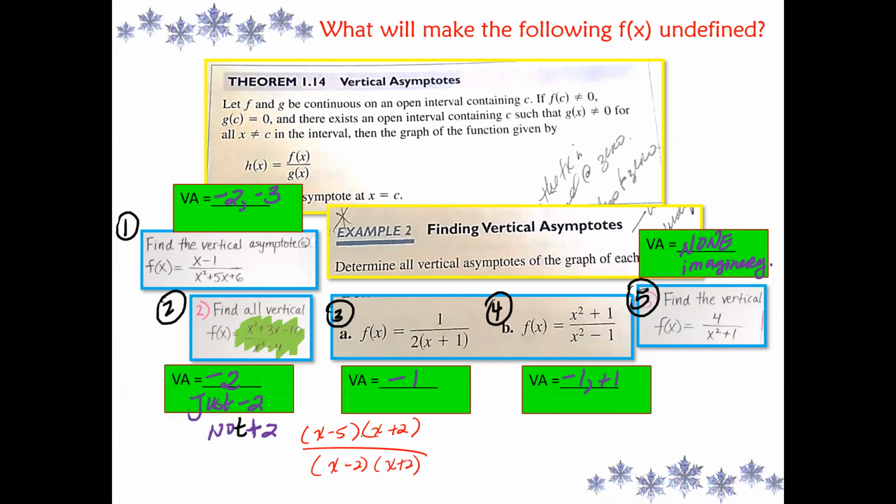And if you look at this right here, you can cancel the x plus 2's, which will result with just an x minus 2 set equal to 0. My vertical asymptote will be x equals 2. And if you look at that right here, it is indeed going to be, I think that's a positive, sorry, x plus 2.